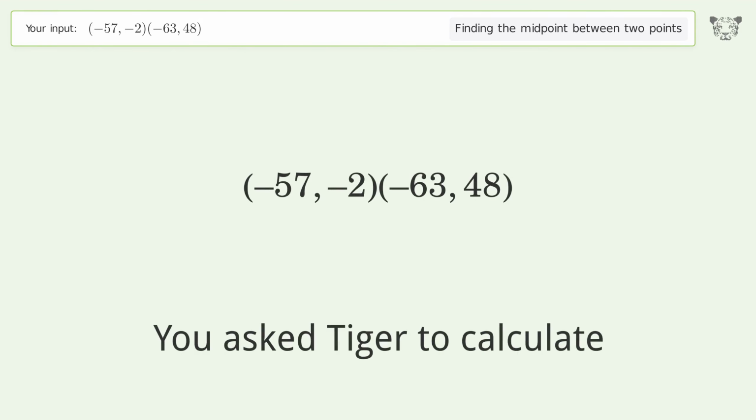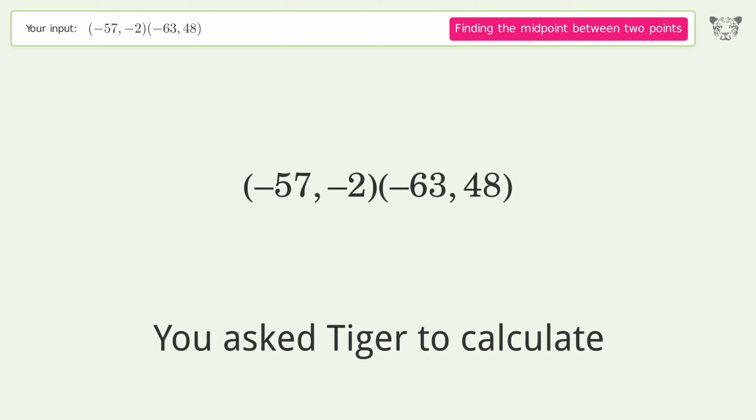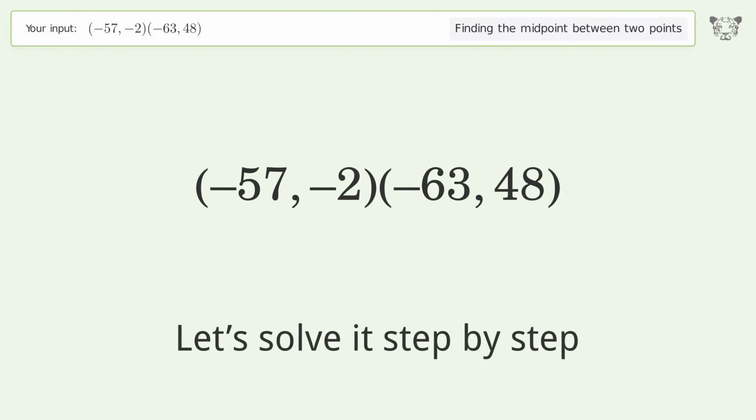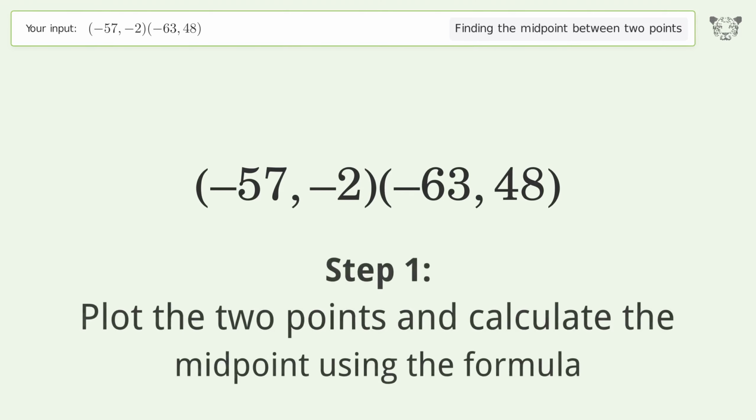You ask Tiger to calculate. This deals with finding the midpoint between 2 points. The midpoint between the 2 points is -60,23. Let's solve it step by step. Plot the 2 points and calculate the midpoint using the formula.